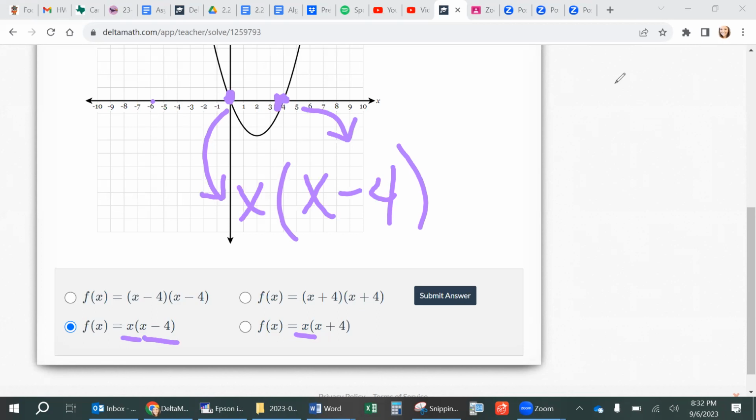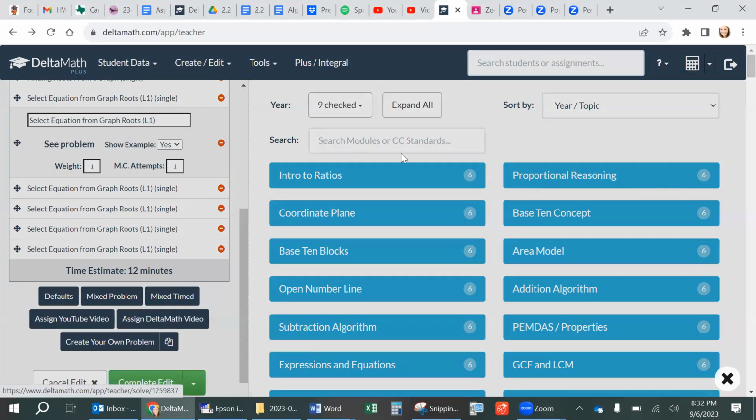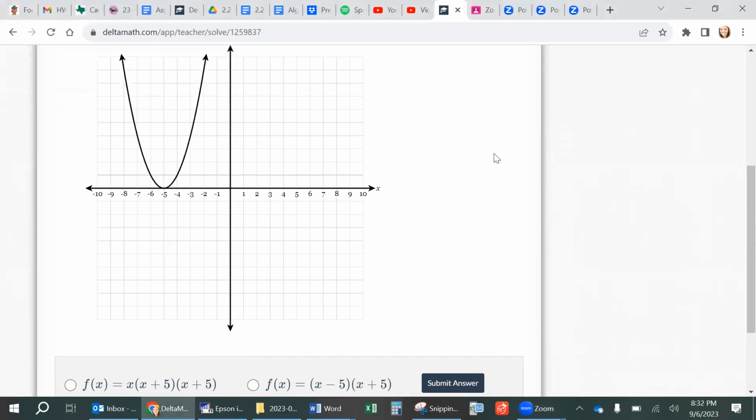Maybe we'll do one more from that section just to make sure that you have the right idea. So let's go into the very next question right after that one. All right, one more like that. Take a look at this question.